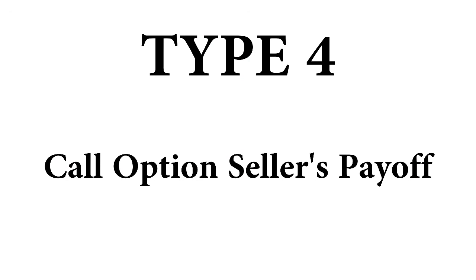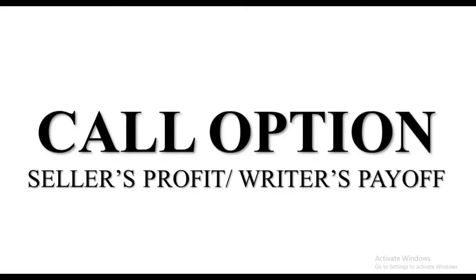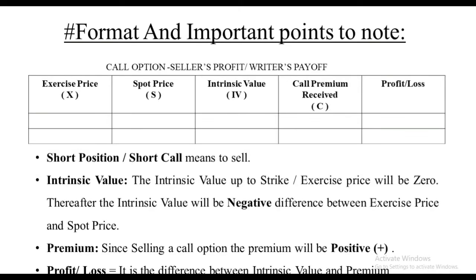Now the next type, number 4, is call option sum based on seller's payoff. The one we did previously was buyer's payoff, now seller's payoff under call option. So let us see how to solve this particular sum. Under call option, we are going to solve a sum which is based on the seller's profit or writer's payoff.